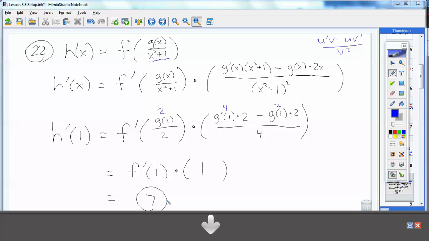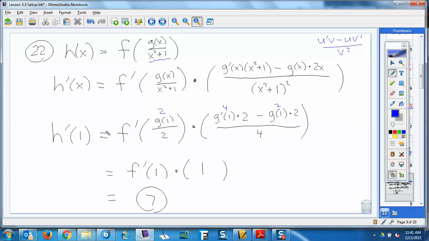And then what's f prime of 1? They said 7. F prime of 1 is 7. 7 times 1 is 7. So therefore, h prime of 1 is 7. Right? So that's what a problem like that looks like with those function values.